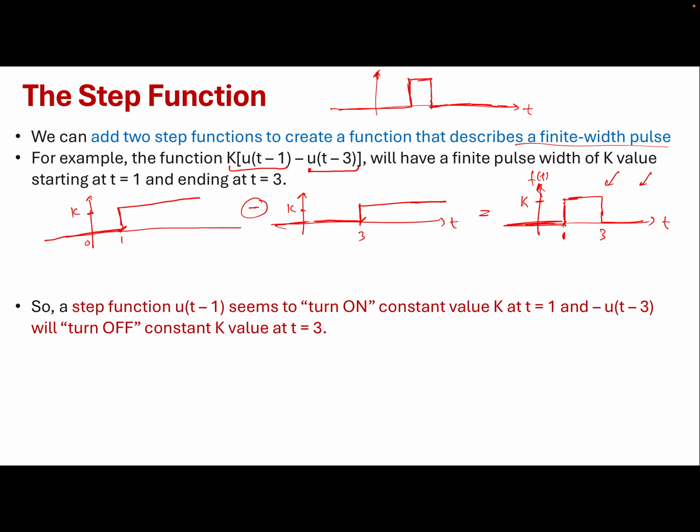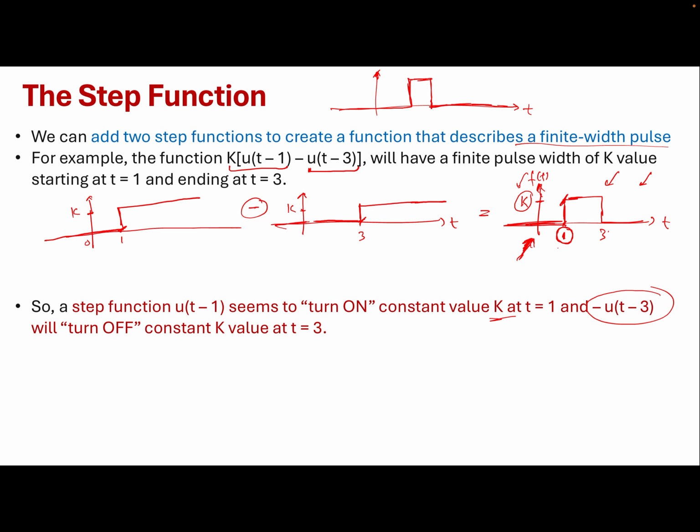So understand that, for example, in this particular case, if this were to be your function, u of t minus 1 is some sort of turning on a switch for a function k, and starting that is turning on that function with a constant value of k, right, at time t is equal to 1. And then your second function, u of t minus 3, right, and inverse of that, if you are subtracting the two, then of course minus u of t minus 3.